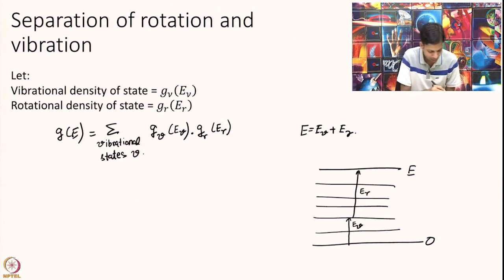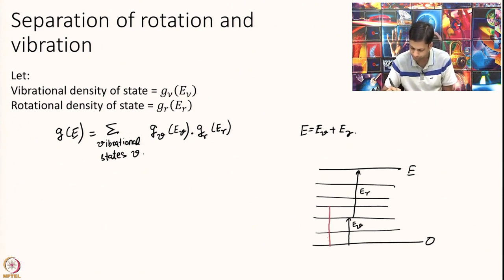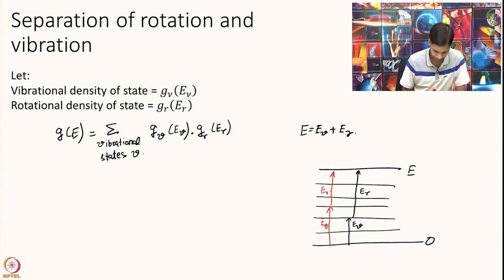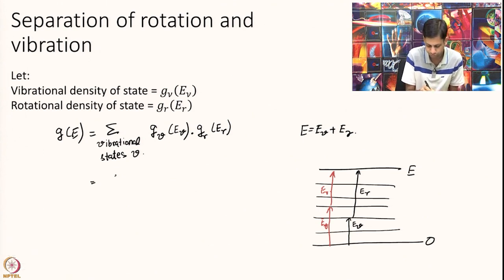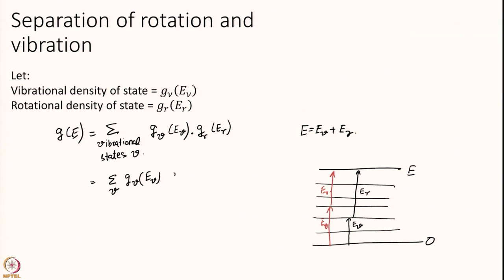Instead of this E nu, I might have a different combination where E nu is equal to this and E r is equal to this. So, I sum over all possibilities of E nu, all right. Of course, E nu is less than E. So, this I just modify a little bit and state this is equal to the sum over nu of G nu of E nu times G r of E minus E nu. So, this is of course an approximation.